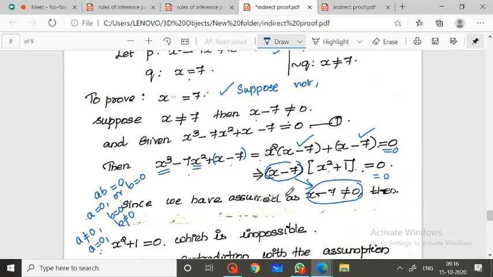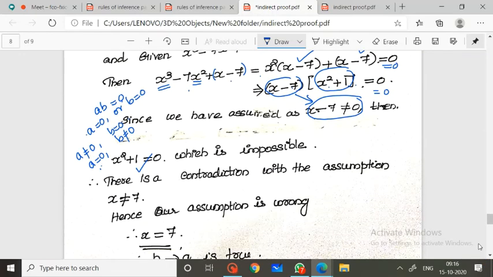If this term is not equal to 0, then automatically what is the condition here? X square plus 1 should be equal to 0, isn't it? Which is not possible. Why? Because x square plus 1 will not become 0. If the first term is not equal to 0, then the second term should become equal to 0, but it is not possible. Up to this, all the statements are valid statements, so I am getting a contradiction here.